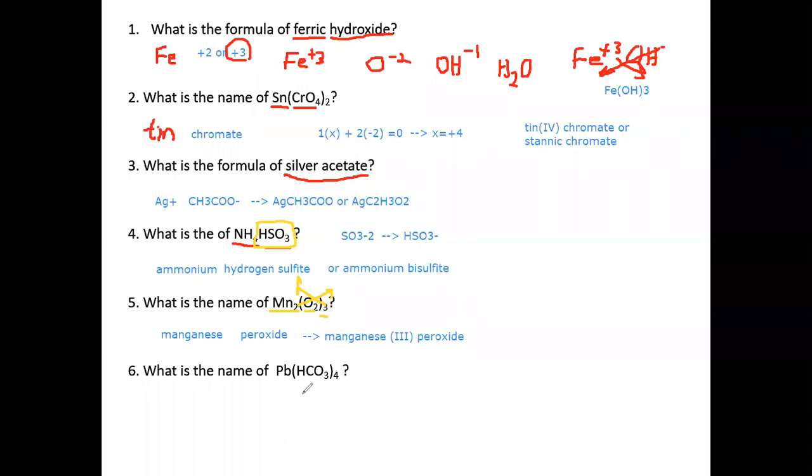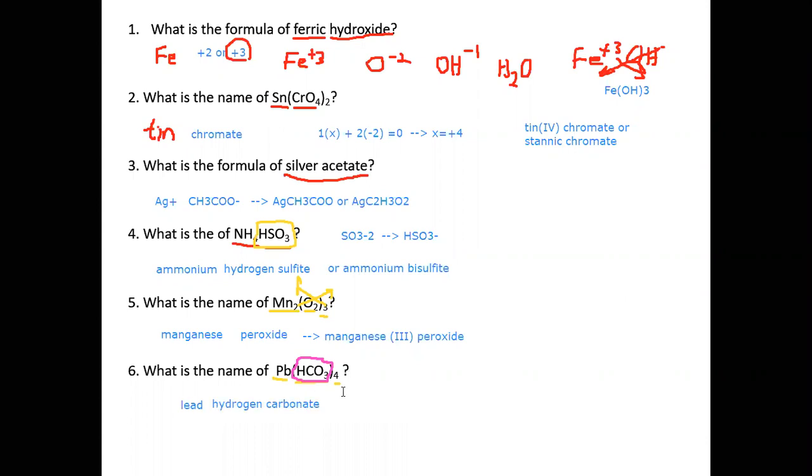For our last example, we have Pb(HCO3)4. So here the cation is lead. Now the anion is HCO3. Here you'll notice that CO3 is carbonate, and we've added a hydrogen to it. So our anion is hydrogen carbonate.